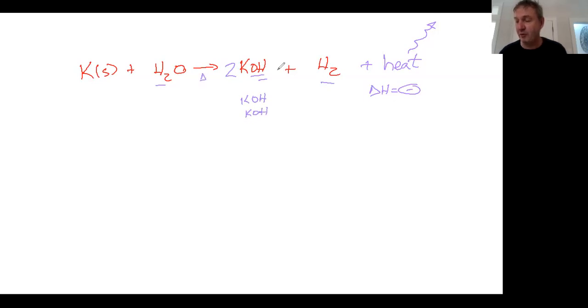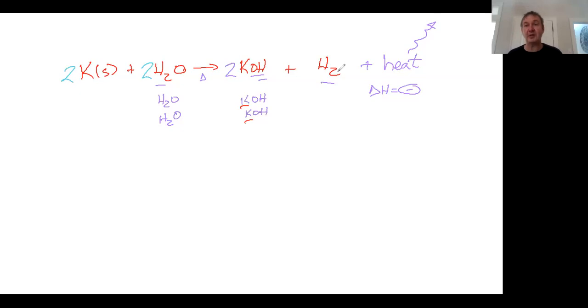Remember, there's like a fulcrum here, and 4 hydrogens here. So that's good. And I have 2 oxygens on the right and 2 oxygens on the left. That checks out. The only thing I've screwed up is I have 2 Ks on the right and only 1 K over here. So I'm going to put a 2 here. So there is a balanced equation. It's 2, 2, 2, and 1.